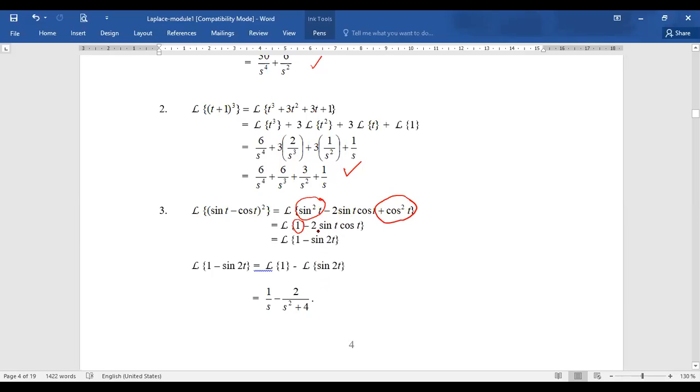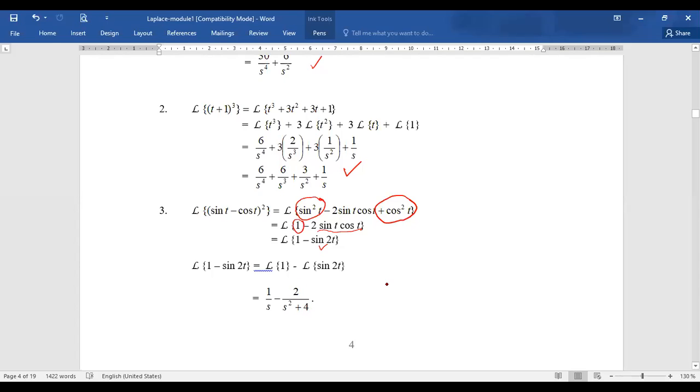And 2 sin t cos t also is the additive trigo also. 2 sin t cos t is sin 2t. So the answer is simplified for this Laplace transform, can be Laplace 1 minus sin 2t. So Laplace 1 minus Laplace sin 2t is, Laplace 1 is what? 1 over s minus Laplace sin 2t is, this a is 2. So a over s square plus a square. That means 2 over s square plus 2 square.